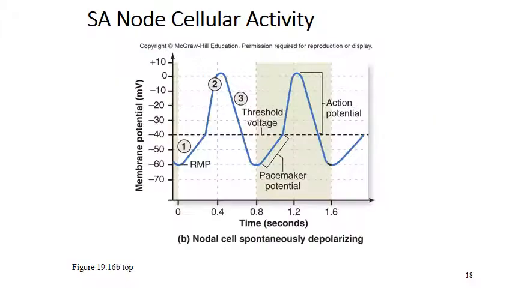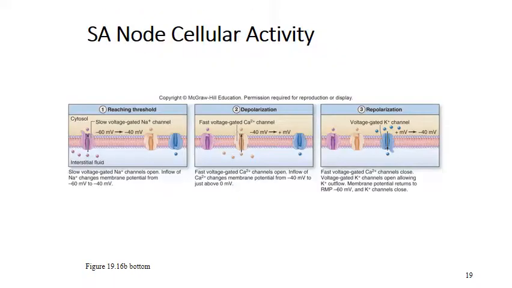So this is just showing us those 3 steps where we're going ahead and reaching our thresholds. Those calcium channels are opening, we're reaching that 0 millivolts, and then having the potassium channels open to bring us back down to -60 millivolts. So again, about 0.8 seconds, translating into 75 beats per minute.